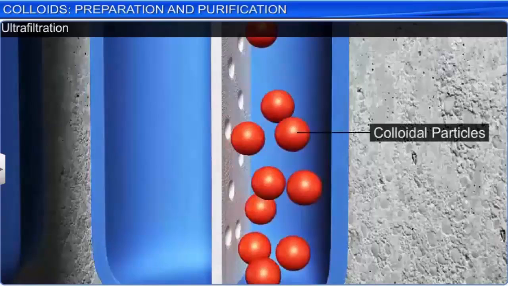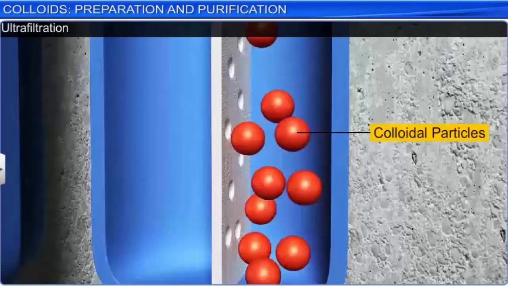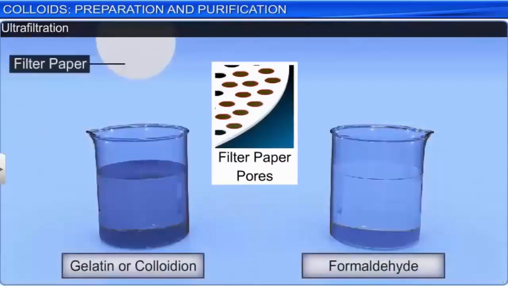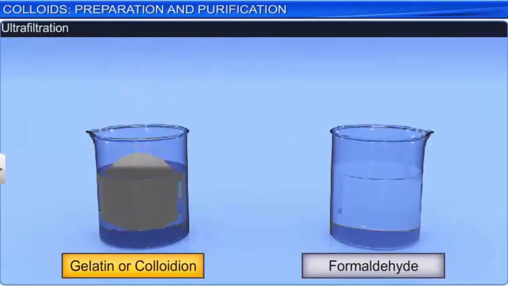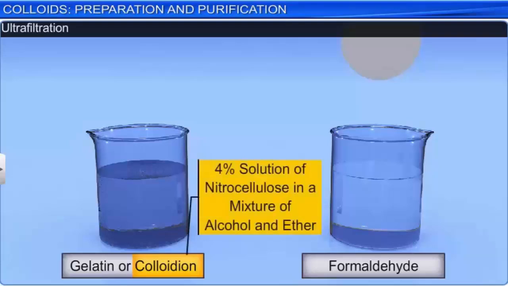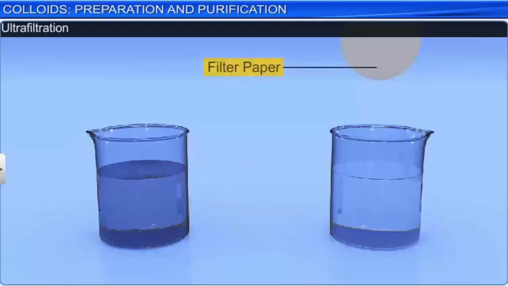The size of the pores in the filter paper can be decreased by soaking it in a solution of gelatin or colloidin, followed by hardening with formaldehyde. Usually a colloidin solution is a 4% solution of nitrocellulose in a mixture of alcohol and ether. The filter paper thus formed is known as an ultrafilter and prevents the colloidal particles from passing through it.